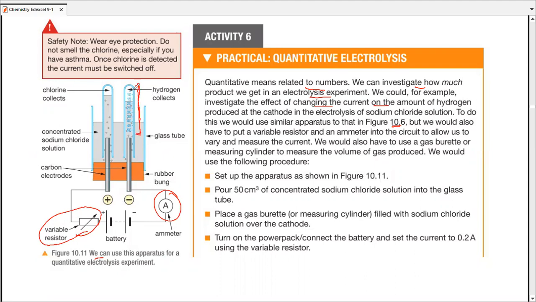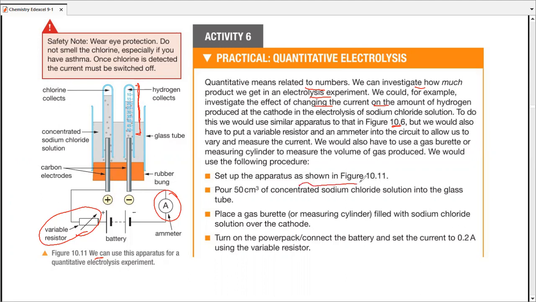Look, you have readings on there: 5, 10, 15, 20, all the way to 50. Since we're doing quantitative electrolysis, the quantity does matter. So you would see these in the case of quantitative. In the case of qualitative, you need simple ones. You don't need the graduations or the markings on them.